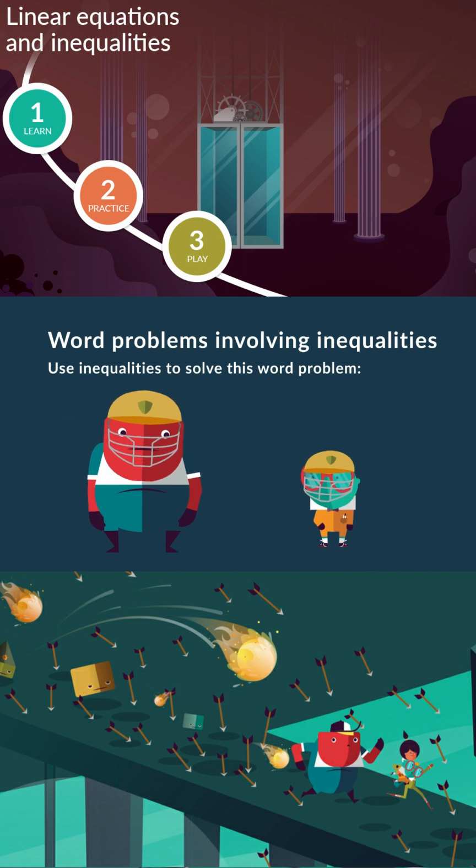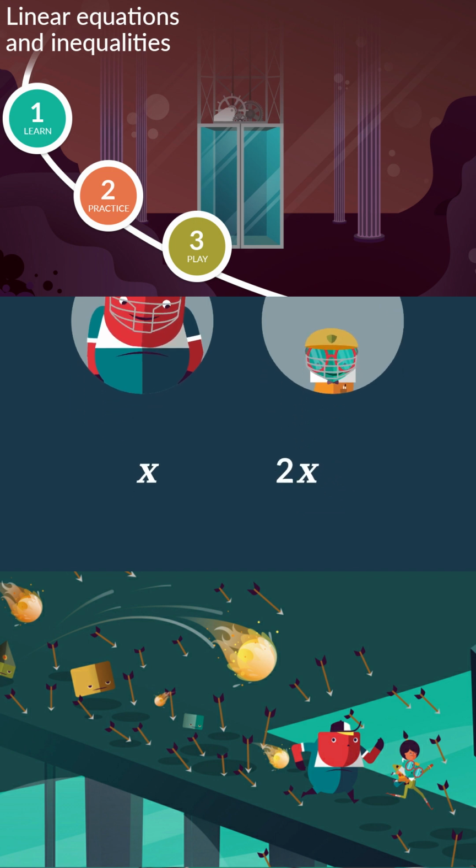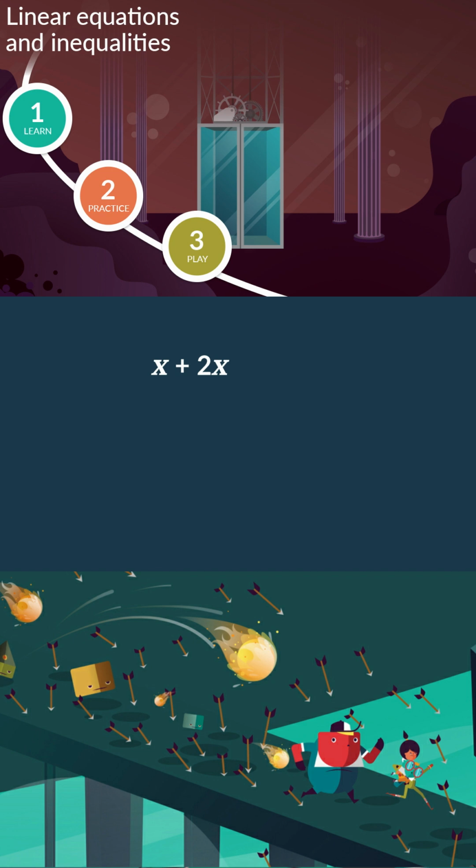The trick here is to write the correct inequality to show the situation. Let x represent the solution to the problem, which is the possible number of runs that James made. Fidel scored twice as many runs as James, so they scored x plus 2x together. And we know that their total is less than 100.